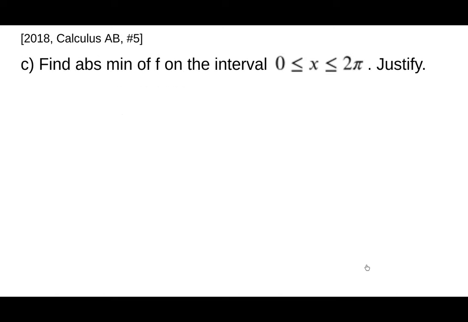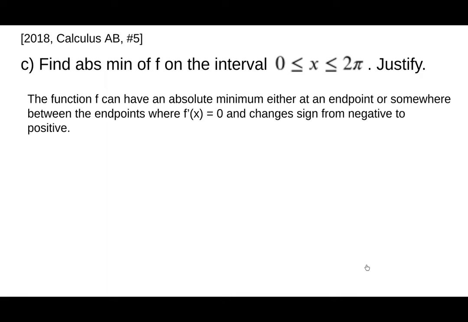In question C, we are asked to find an absolute minimum value of f on the interval from 0 to 2 pi and to justify. Well, our function f can have an absolute minimum either at an endpoint or somewhere between the endpoints where f prime of x is equal to 0 and changes sign from negative to positive.